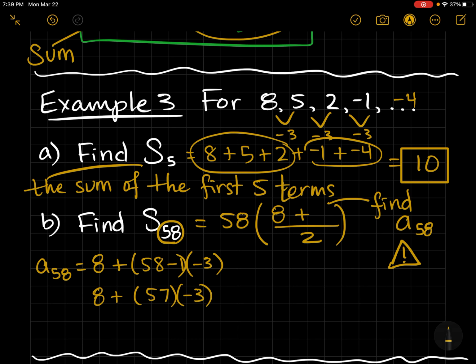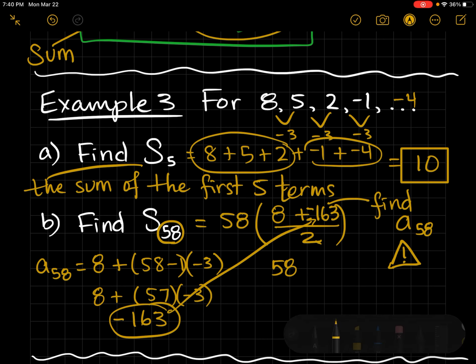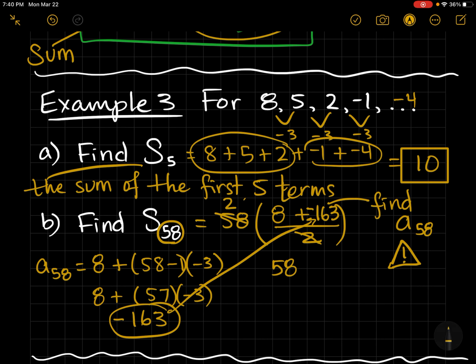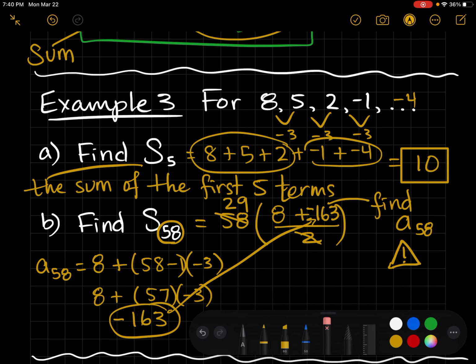And don't forget your order of operations. So you have to multiply first and then add the 8. So that's -163. Now that's the value that I'm going to drop over here. -163. And again, beware of your order of operations and everything, and make sure you don't mess up. And you know what I like to do? I like to just cancel that in there and say 2 goes into 58 29 times. So I don't even have to worry about that.